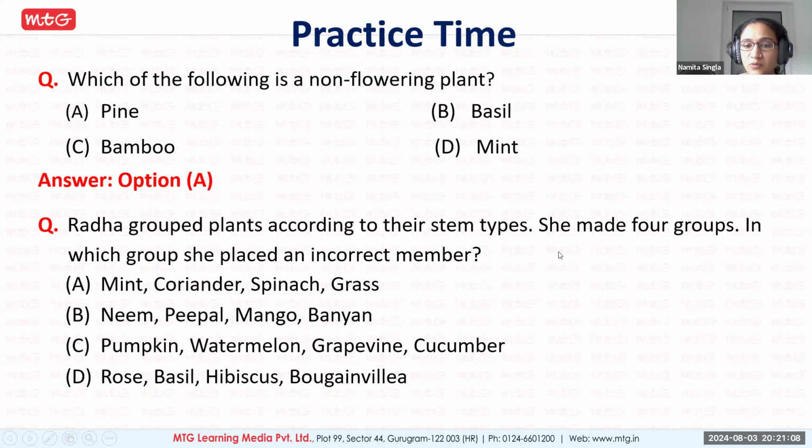Radha grouped plants according to their stem types, that is, whether they are herbs, shrubs, climbers, or creepers. So in one of the groups, she has placed an incorrect member. We have to figure out in which group she has placed the incorrect member.